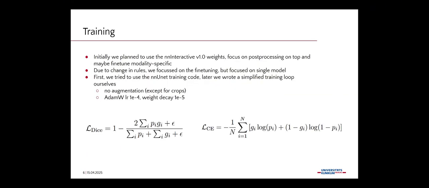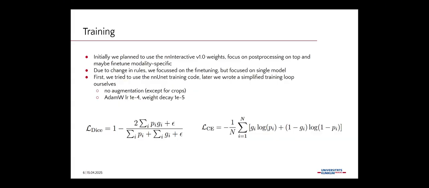Something during the competition also determined what we did. Initially, we were just using the NN Interactive V10 weights and focused more on post-processing, and we looked a bit into fine-tuning modality-specific models. But due to the change in rules at the end, because of the new NN Interactive baseline and the request to fine-tune the whole model, we focused on fine-tuning a single model for all the modalities, starting from the NN Interactive V10 weights.